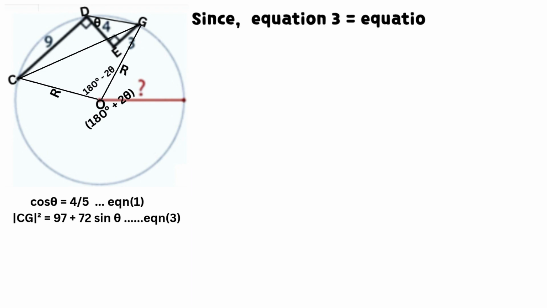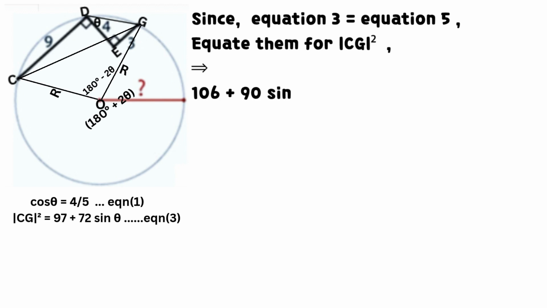Since equation 3 equals equation 5, equate them for the square of CG. This implies that the sum of 106 and 90 times sine theta equals 2 times the product of the square of r and the sum of 1 and cosine 2 times theta. We call it equation 6.